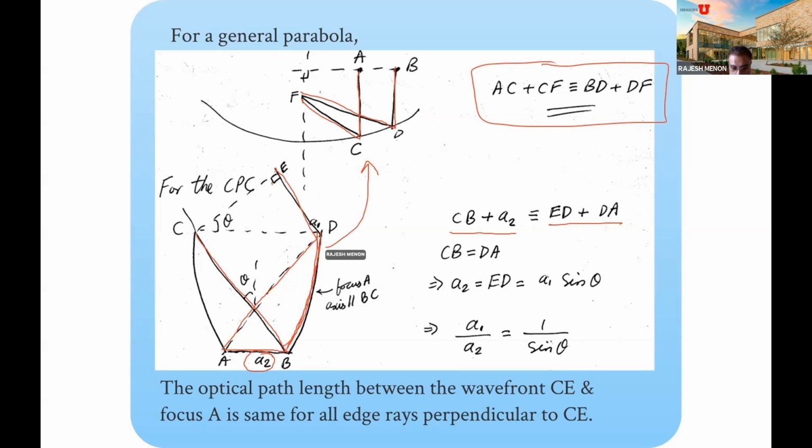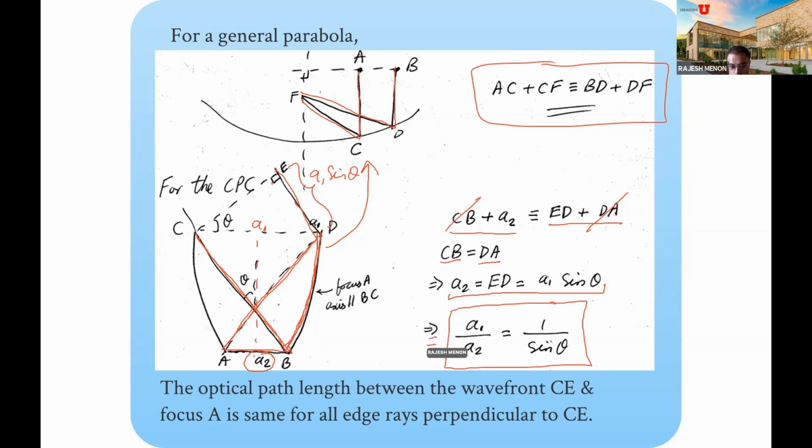Now, we also know that CB equals DA. So what's CB? CB is this line, equal to DA just from symmetry. That's just two isosceles triangles, but it's also from symmetry. So we can cancel these things out, and I get a very simple expression: A2 equals ED, which is nothing but A1 sine theta. What is A1? A1 is this, the entrance aperture. Sine theta is this, A1 sine theta. So now I have a very simple expression, A1 over A2 is 1 over sine theta.